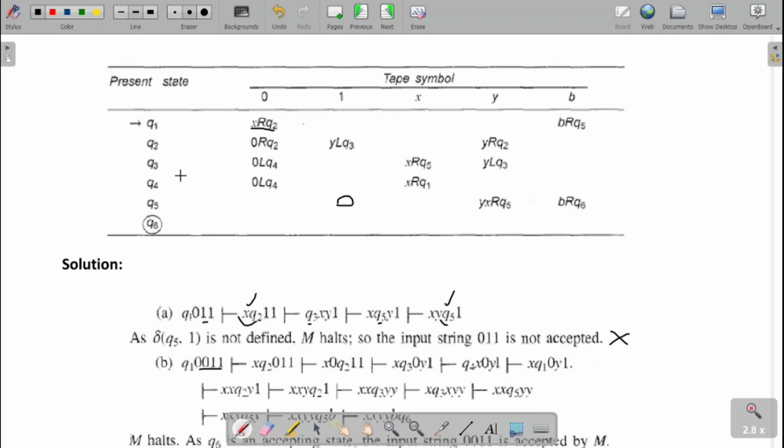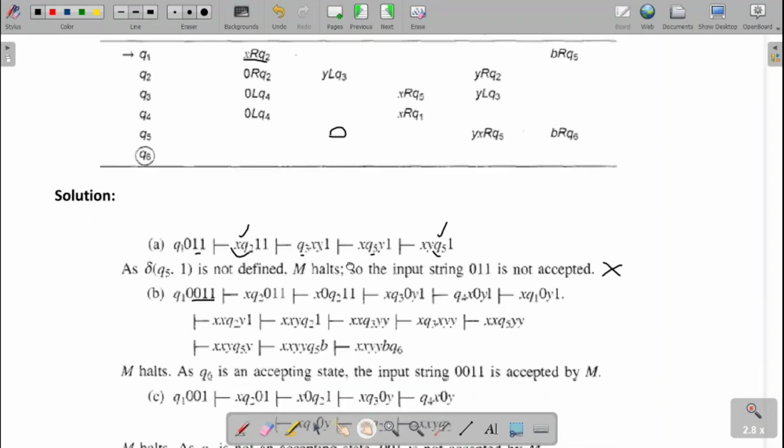Left movement. Q3 on 0 gives 0, left, Q4. Then 0 as it is, and I will go to Q4. Then Q4 on X gives X, right, Q1. I will make the right movement to Q1. Again Q1 on 0, I will move forward. Then Q2 on 1, I will change it to Y and come back.